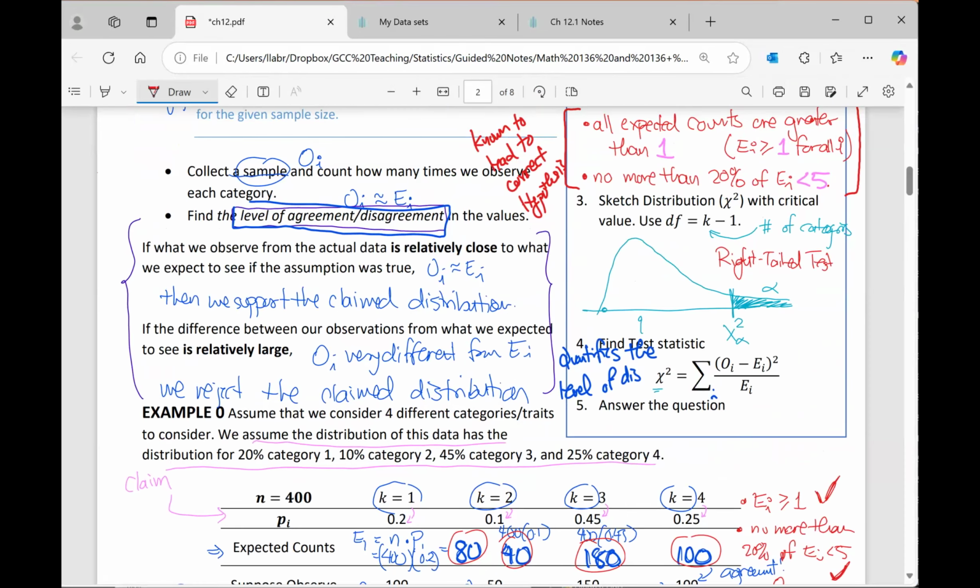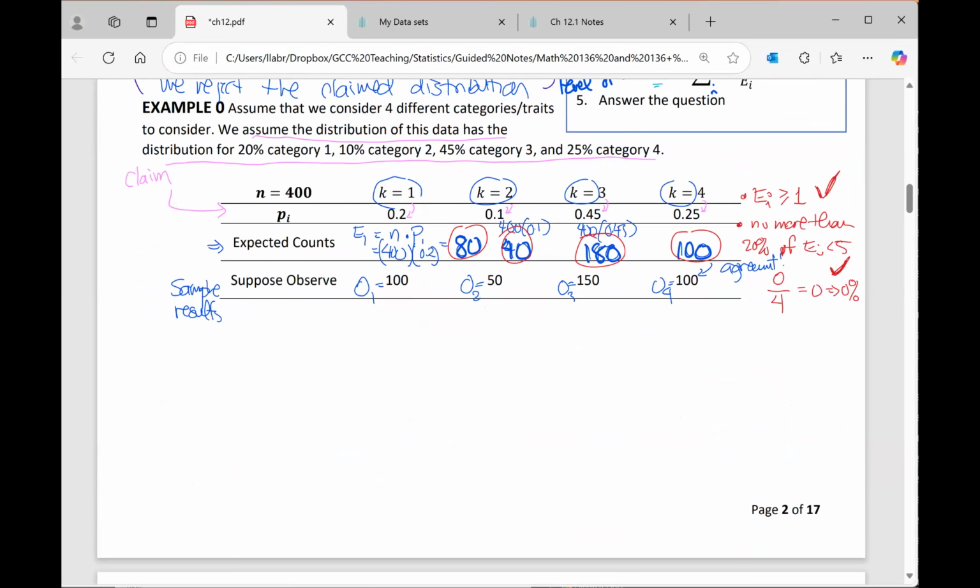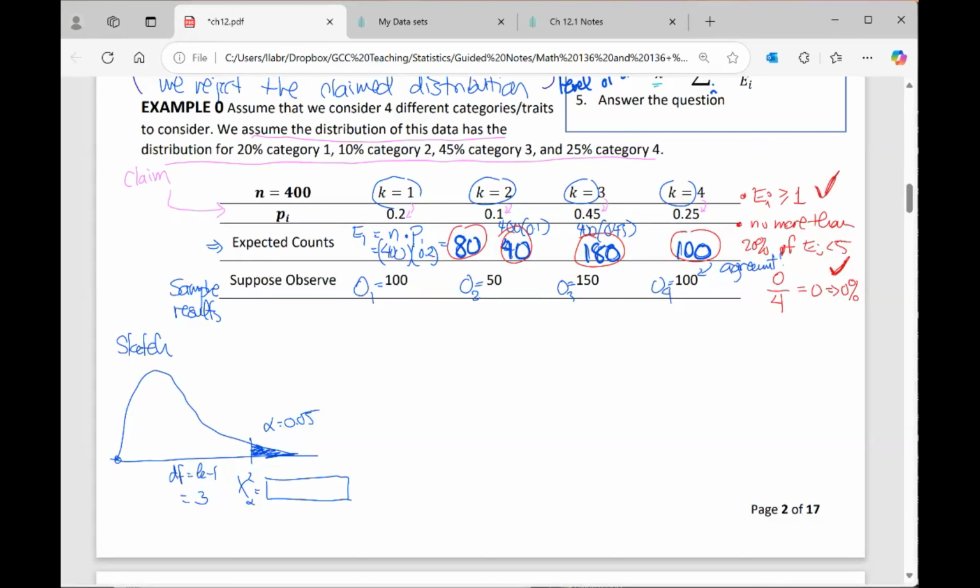Now let's go ahead and find our critical value and our test statistic. So I'm going to go ahead and sketch this. Remember that this is a chi-squared distribution with the degrees of freedom equal to k minus 1. K is the number of categories. In this case, it's 4, so degrees of freedom is 3. I wasn't given a significance level, so I'm going to say alpha is 0.05. So I can go ahead and find the critical value.